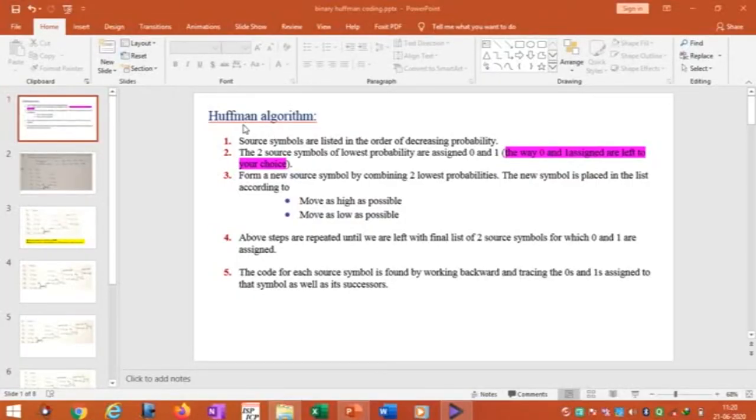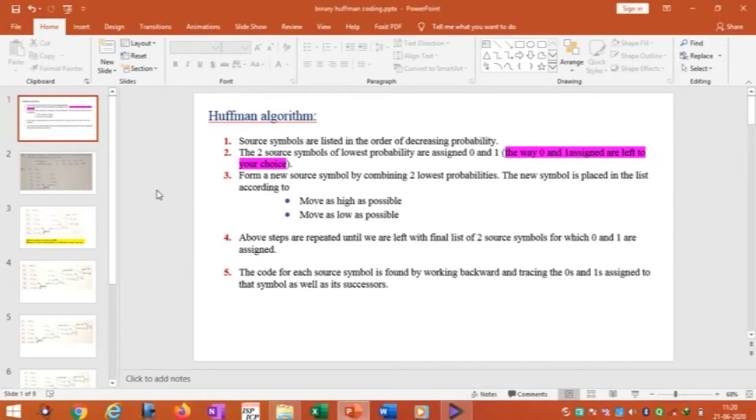In this lecture, I will explain how to construct Huffman codes from the Huffman algorithm. These are the steps we follow in the Huffman coding algorithm. We will do one example so that we can understand these steps easily.